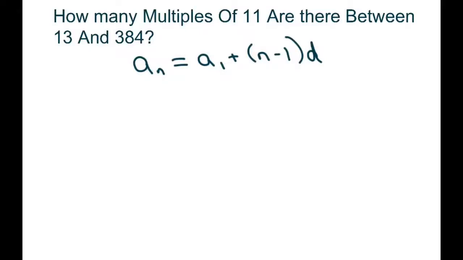Hi everyone, we're going to find out how many multiples of 11 are there between 13 and 384. So we know that our first term has to be 22. It can't be 13 because 13 is not a multiple of 11. And then my last term, by the way, we're looking for our n. Our last term has to be a multiple of 11.